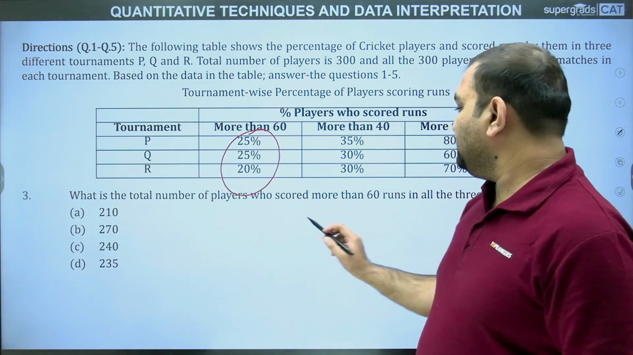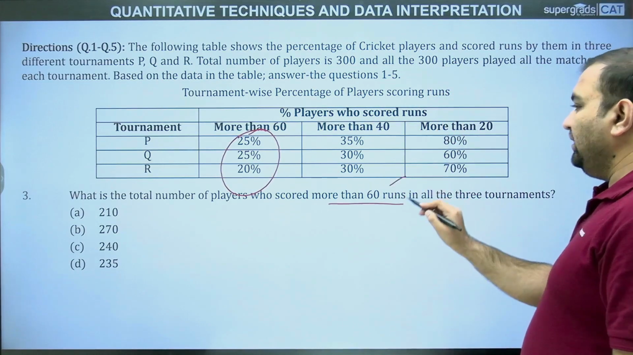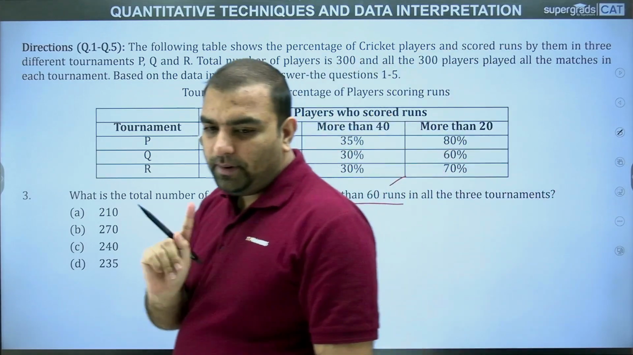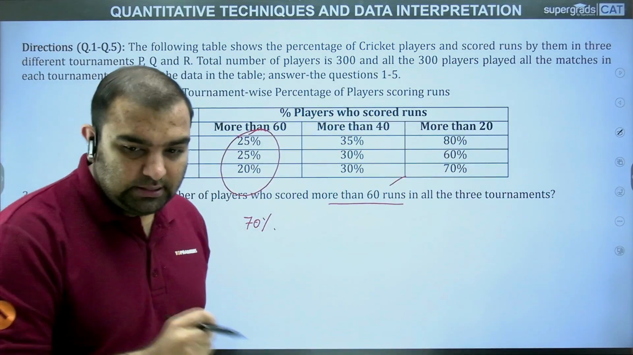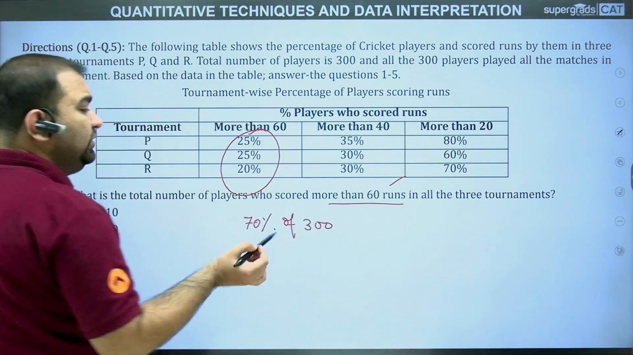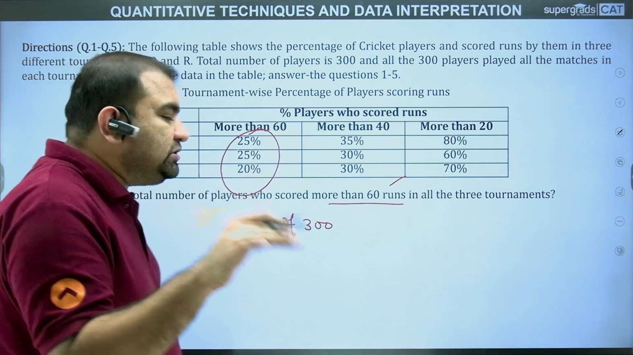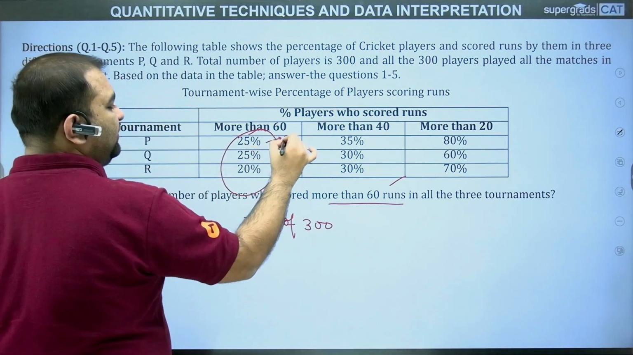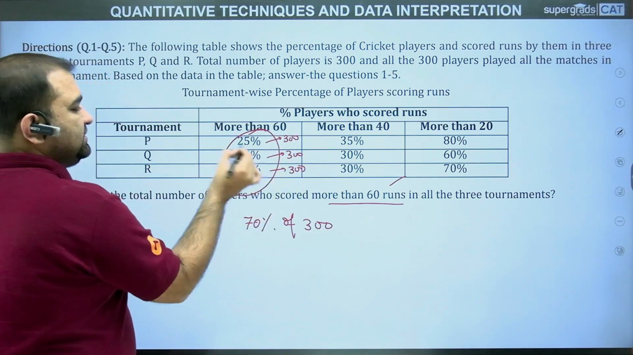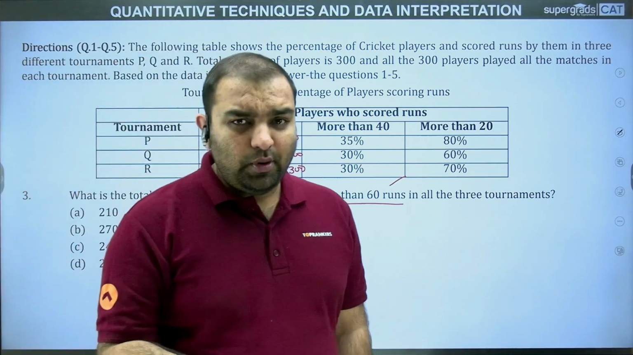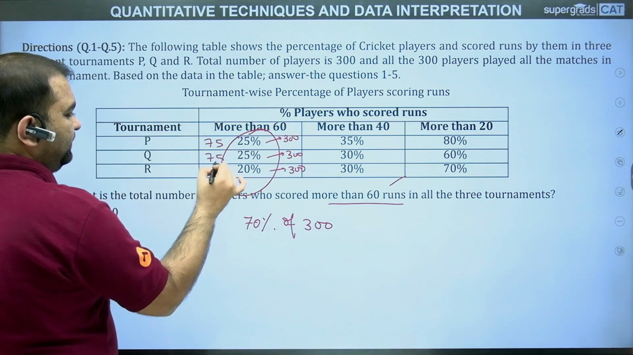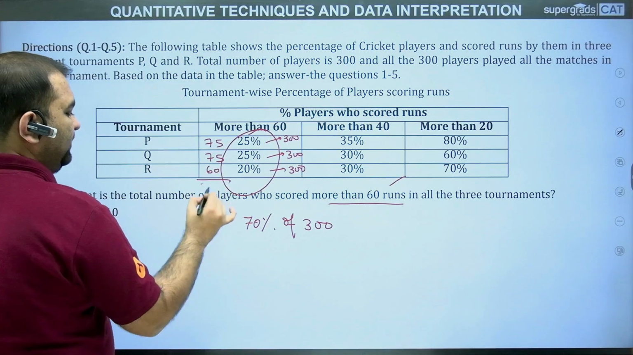So total number of players scoring more than 60 is 70%. But 70% of how much? 70% of 300. You can calculate them individually as well, but that will not help you that much. Like 25% of 300, 25% of 300, 20% of 300, and then add them. 25% of 300 is how much? 75. 75, 60. Upon adding, it will become 210.